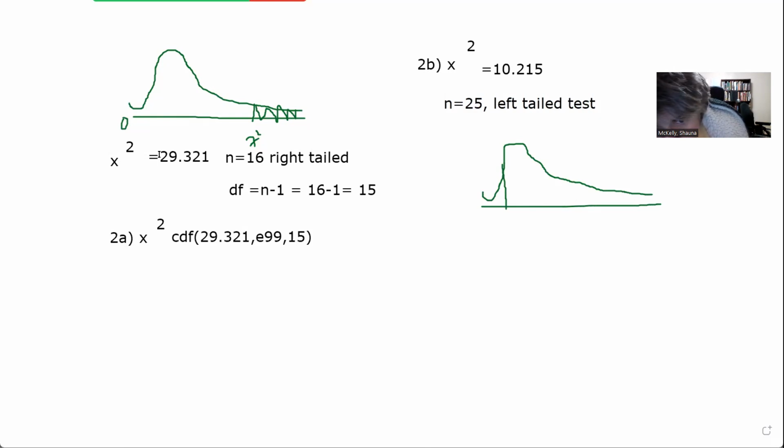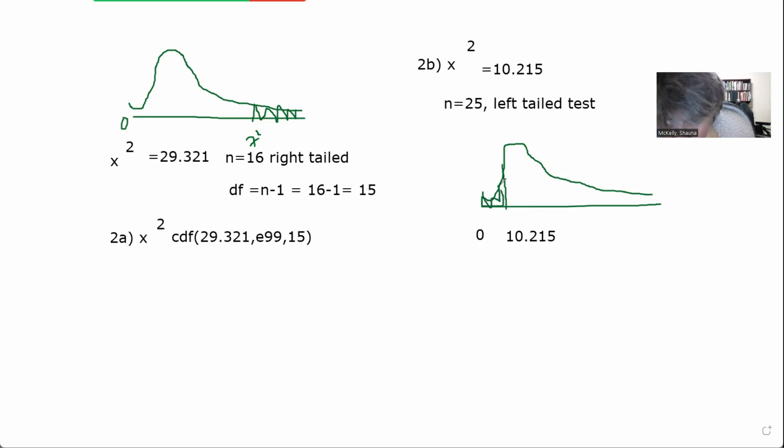So this is going to be 10.215. This is going to be your chi-square number. Now, remember, there are no negatives. This is 0 on this side. So then, we're looking now at shading the left tail, which means we're shading this portion here.